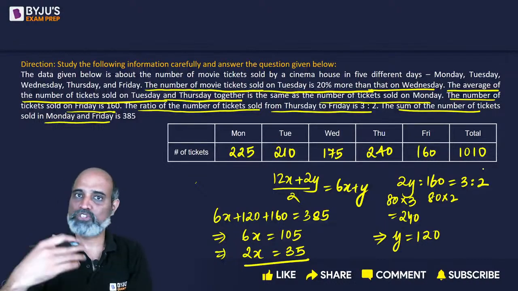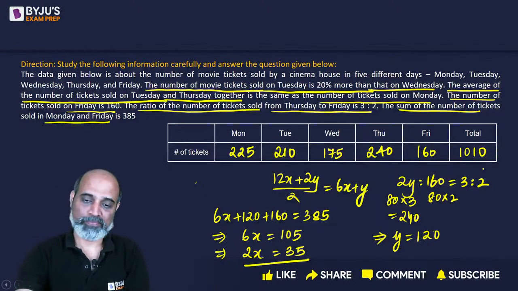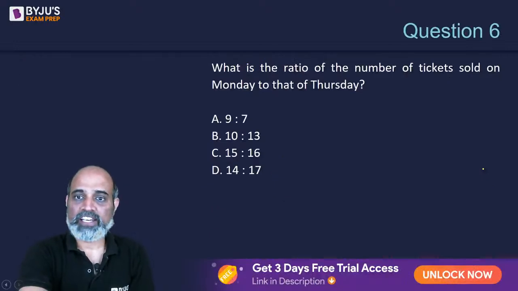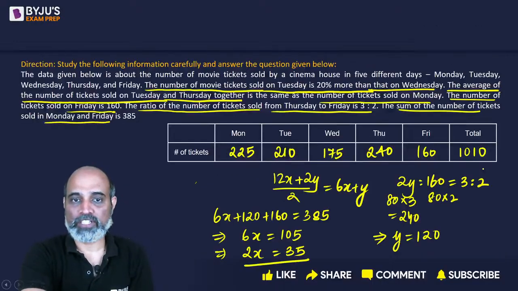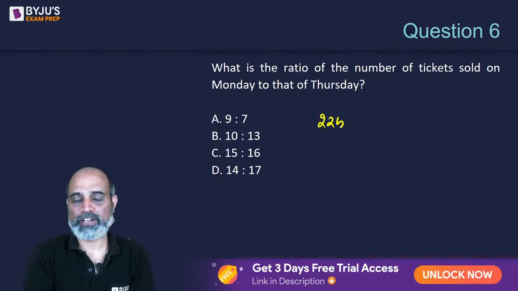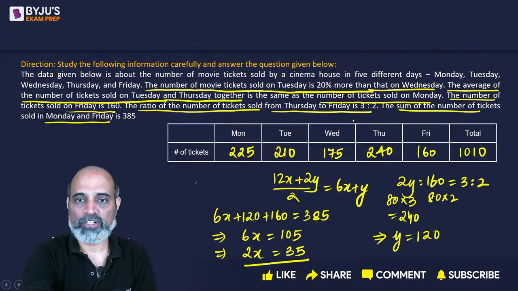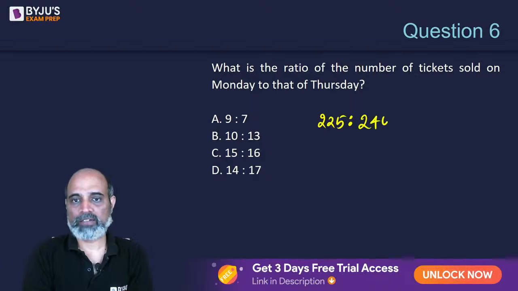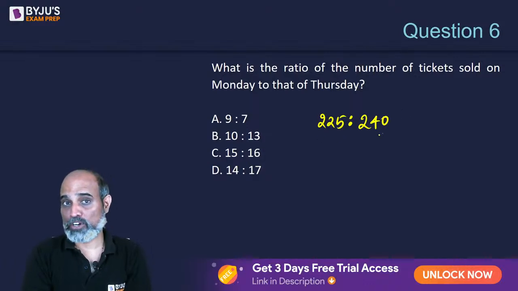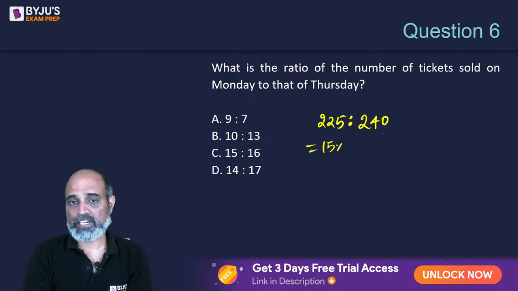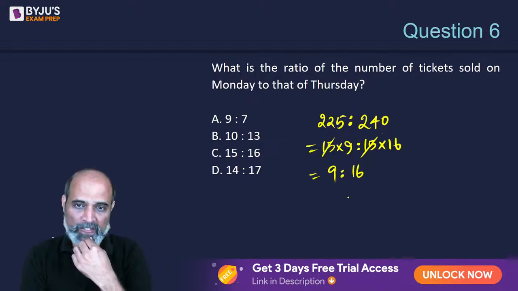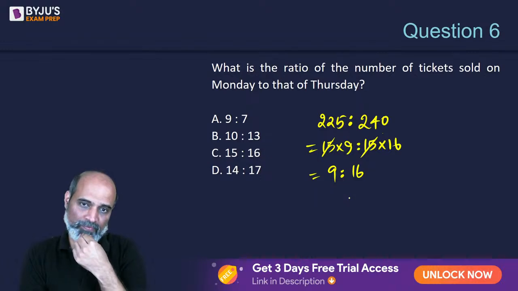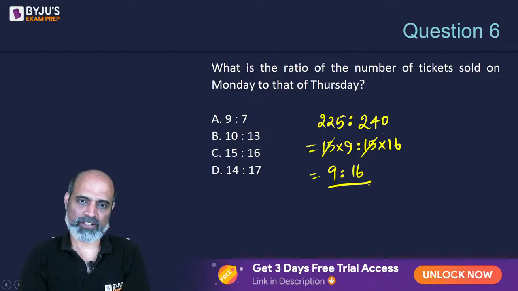Once this is done, solving the next 5 questions will be a piece of cake. What is the ratio of number of tickets sold on Monday to that of Thursday? So on Monday we have 225 and on Thursday we have 240. So they both are in the table of 15. This is 15 into 9 and this is 15 into 16. So 15 cancels out. So we will get 9 is to 16.